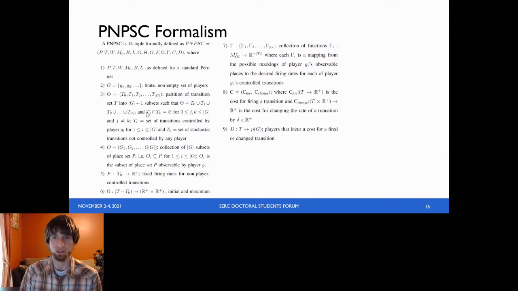Number 7 is gamma, which describes the strategies. It's defined as a mapping from possible markings of a player's observable places to the desired fire rates for each player's control transitions. Number 8 is the cost, which is the firing costs. The first, C fire, and then the second is C change, where if the player changes the fire rates, they incur a cost. If you want to read more about the formalism, we have a couple of publications in the references.